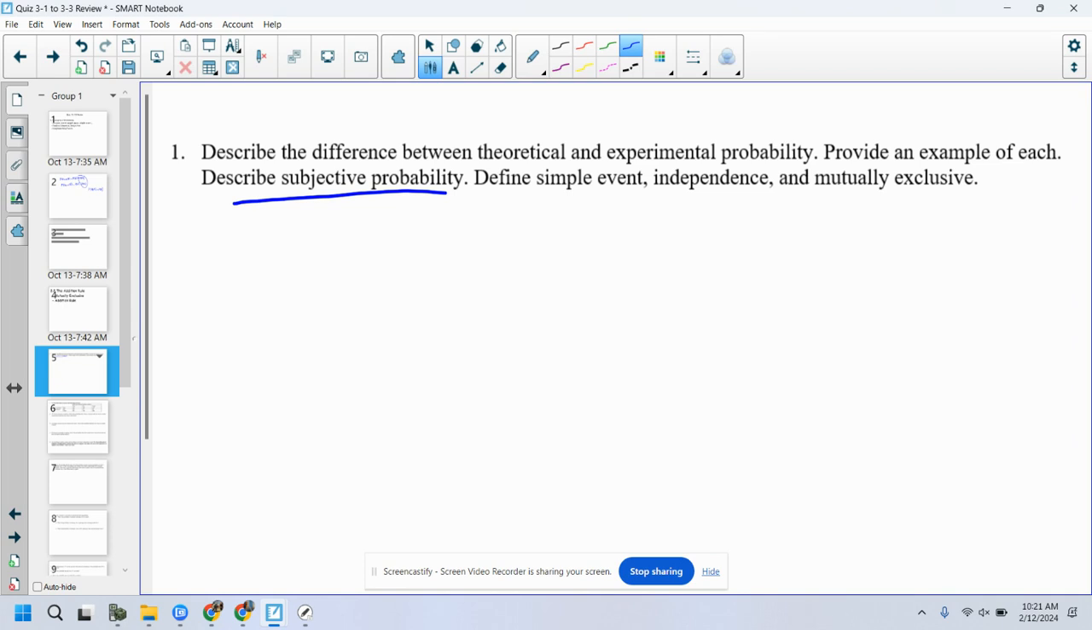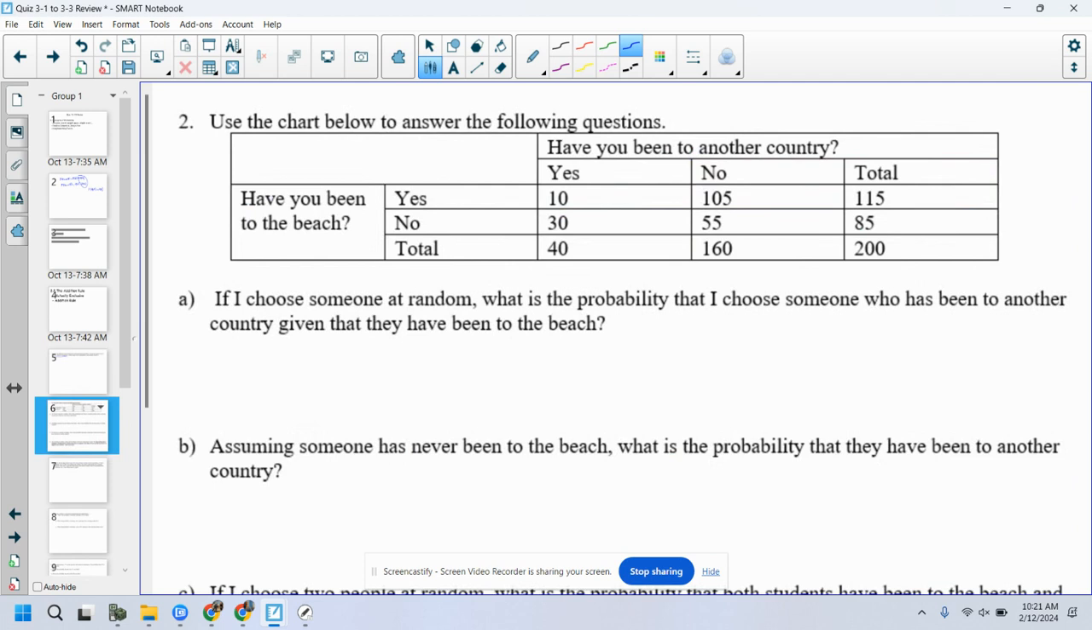Those things are mutually exclusive. All right. So let's take a look at our contingency table that we have here. It says use the chart below to answer the following questions. If I choose someone at random, what is the probability that I choose someone who has been to another country, given that they have been to the beach?